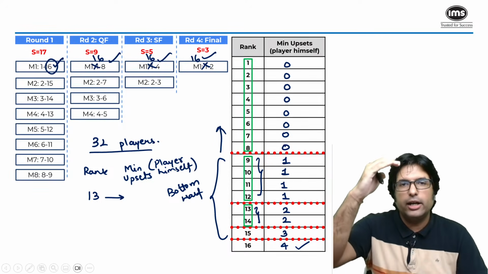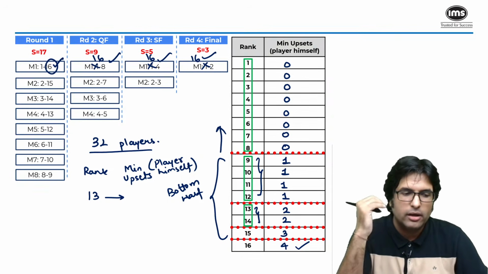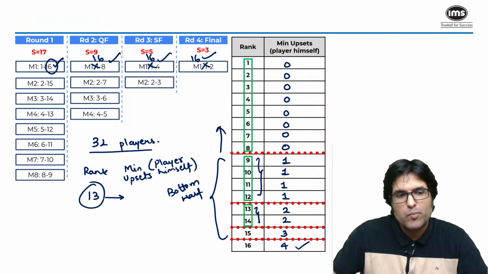So just think it in your head. You will divide 32 players into 2 halves and then calculate. So for player rank 13, what would be the answer? For player rank 13, what would be the answer?